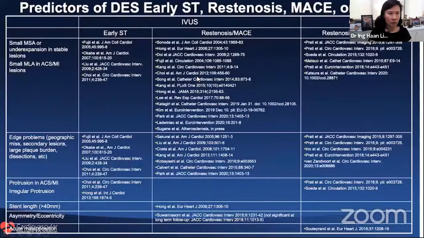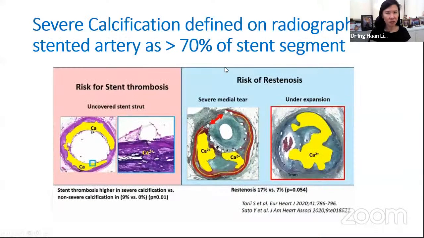Does it matter? There are a lot of studies looking at the predictors of DES failure, specifically early stent thrombosis and restenosis and major adverse cardiac events with DES. And the topmost important reason for DES failure is underexpansion of stent. The second most important reason for DES failure is edge problems, particularly those caused by geographic miss. Severe calcification is defined on radiography as calcification of the stented artery of more than 70% of the stent segment.